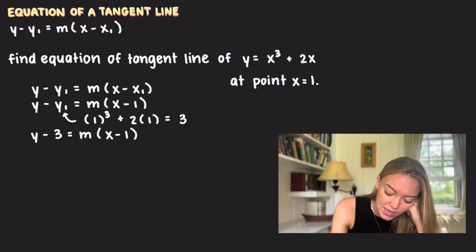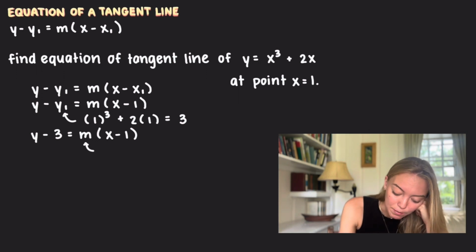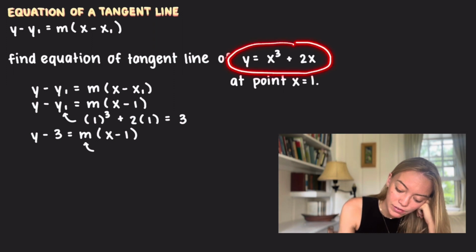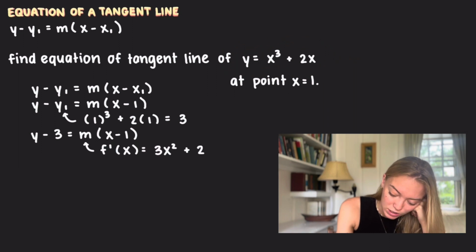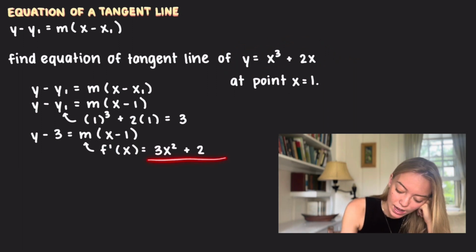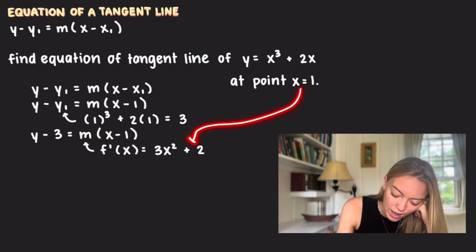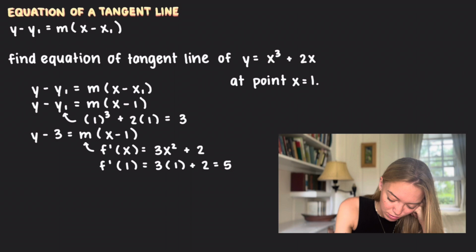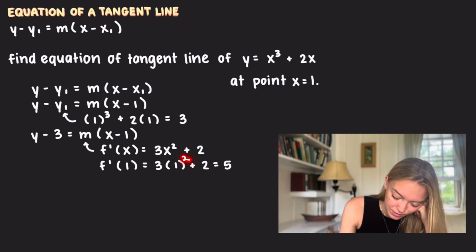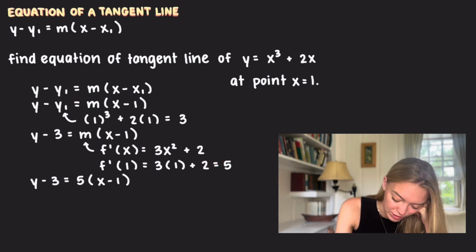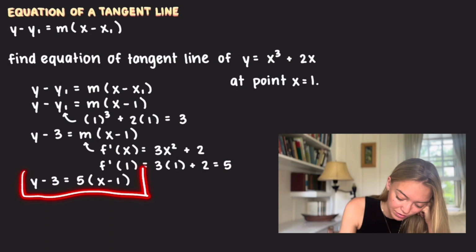The last step is to solve for this m here. It's like a two-step process. First, you have to take the derivative of the original function. So it's going to turn into 3x squared plus 2. Now, once you've done that, the second part to find m is plug in whatever x value you have into the derivative function. So it turns into 3 times 1 squared plus 2, which is equal to 5. So 5 is going to be your m. So this is going to be your final answer.